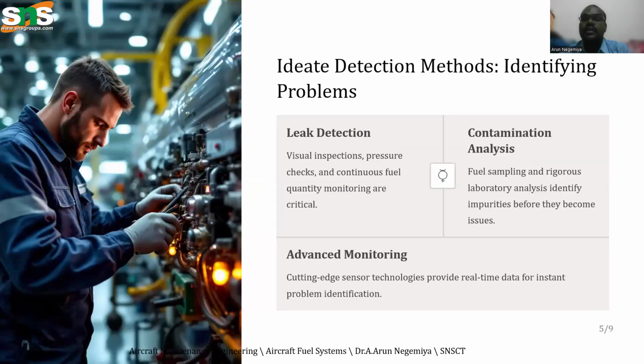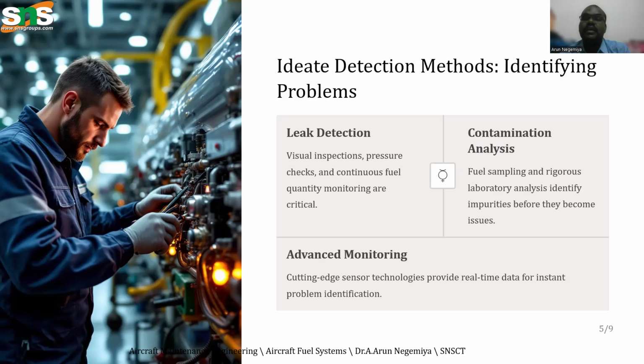And next one is the ideate part. In that ideate part, what are all the ideas to implement to solve the above fuel tank leakage problem? The first one is leakage detection. In leakage detection, we will follow some steps like visual inspection, pressure check, and contamination and fuel quantity monitoring. These are all things in leak detection.